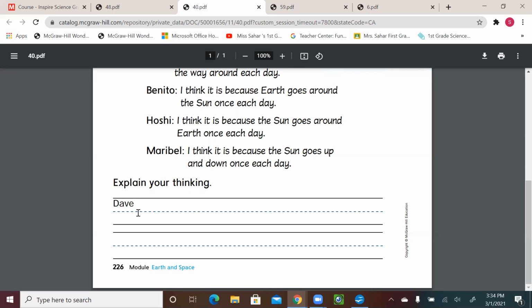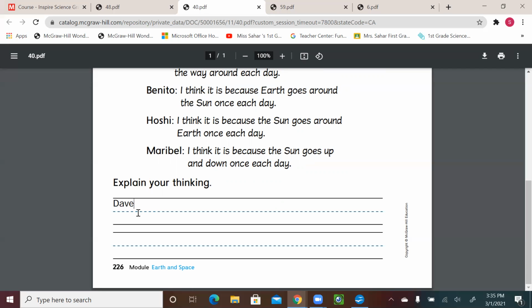But why this? Because when it's day, part of the Earth faces the sun. And when it's night, the part of the Earth we live on faces away from the sun. So if the part we're living in faces the sun, that's why we have day. And when the part we're living in does not face the sun, because the Earth spins, we get the shadow, or we get the night. So we don't have the day, we have the night.